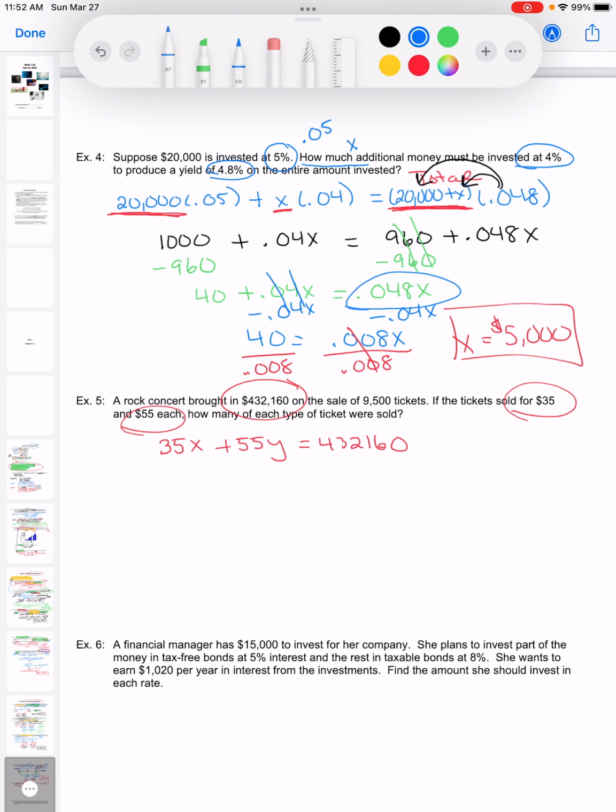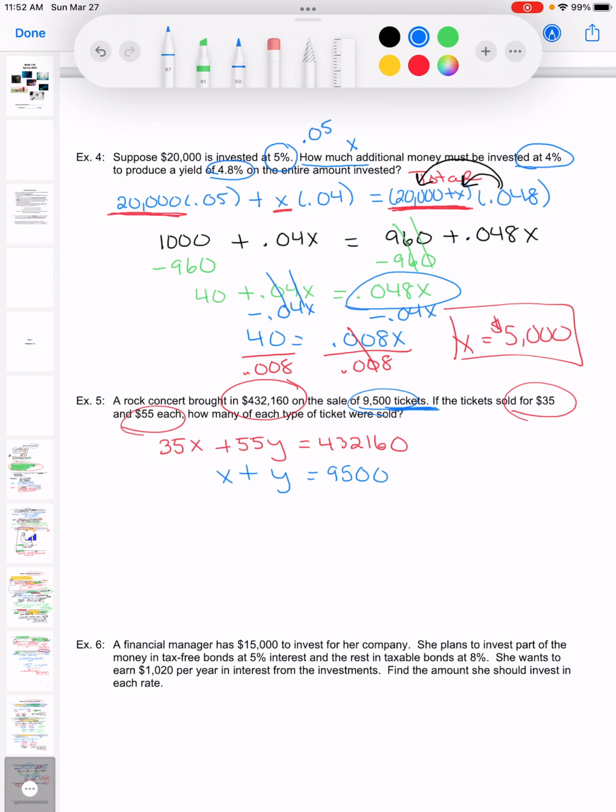Now I have not used the 9,500, so I'm going to make another equation that uses the 9,500. That's just my tickets. There's no money with that, so I can just ignore the money part above because X and Y actually stand for my tickets. X are the cheaper tickets and Y are the more expensive tickets. So they're just plain tickets, and the unit for that I put up here was tickets, so that's why I can do that. Now I've got these two equations.